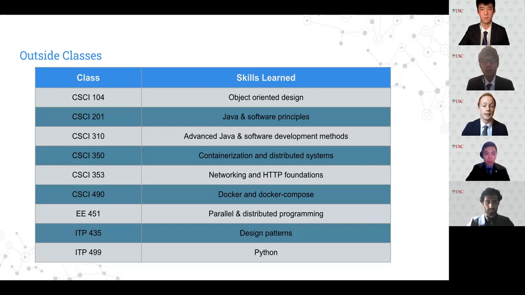Also, CSCI 350 was very important because it taught us about containerization. And during a directed research project for CS 490, we learned about Docker and Docker Compose. Even though not strictly a CS class, EE 451 Parallel and Distributed Computing had labs about Apache Spark, which helped us during the development. And last but not least, we used 2 ATP classes to learn about Python and design patterns.